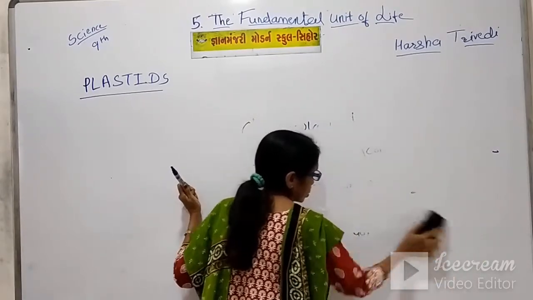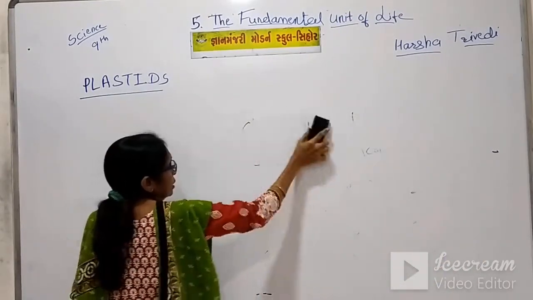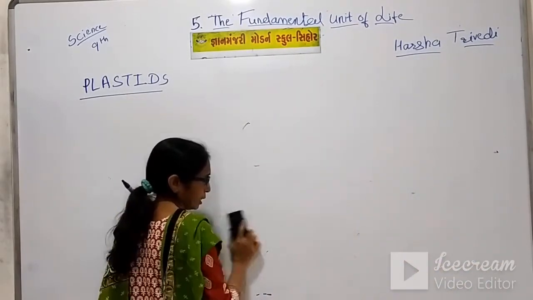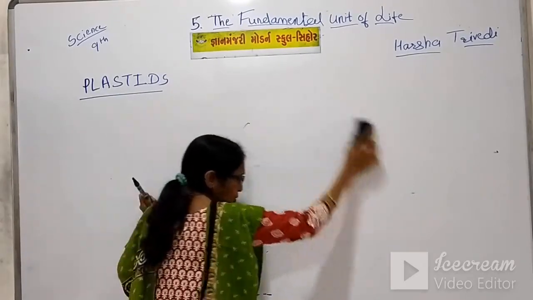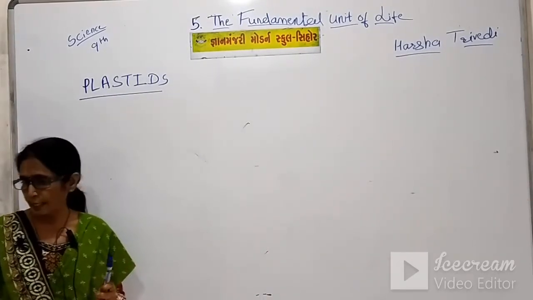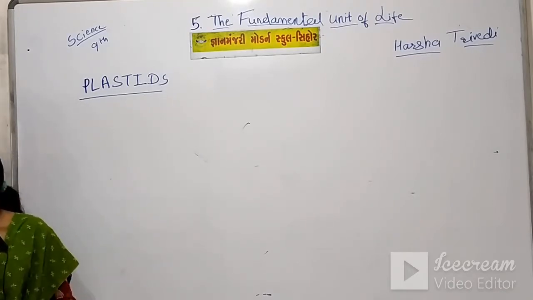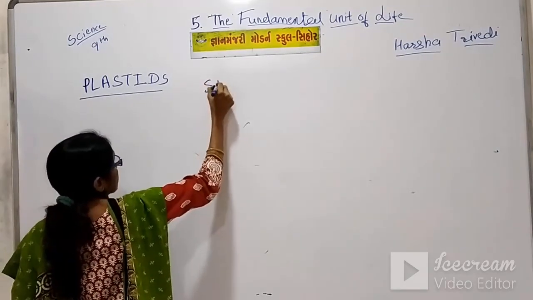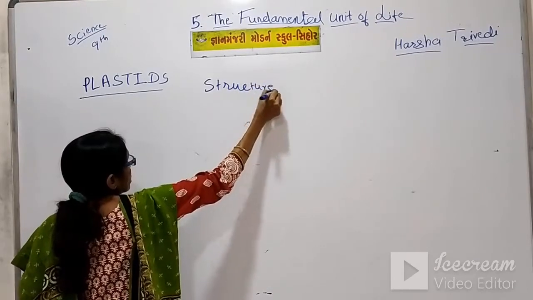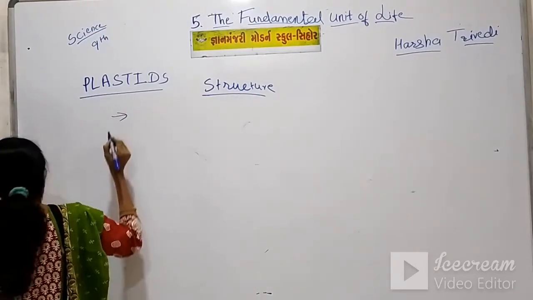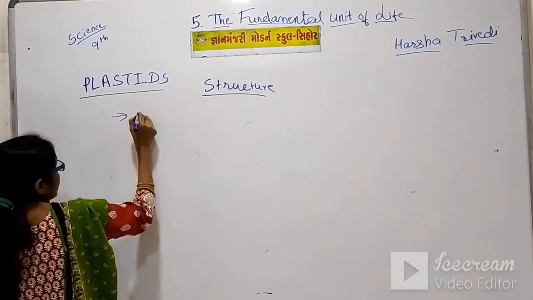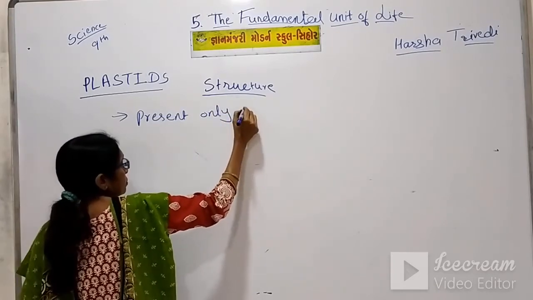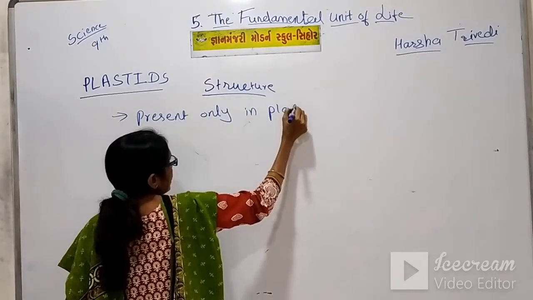Mainly plastids are present in the plant cell, because chloroplasts are green in color due to chlorophyll. Chlorophyll pigments are present only in the plant cell, not in the animal cell, to do the process of photosynthesis. So, structure. Writing point wise will be easy for you to learn. Present only in plant cell.